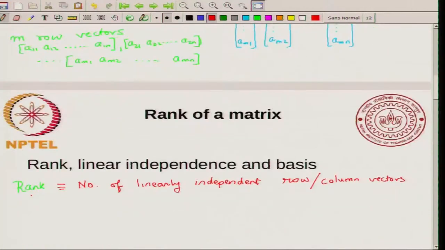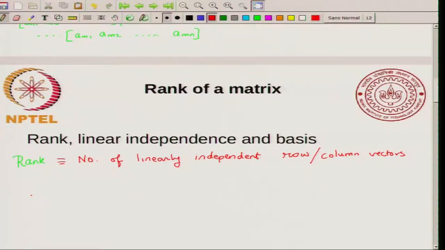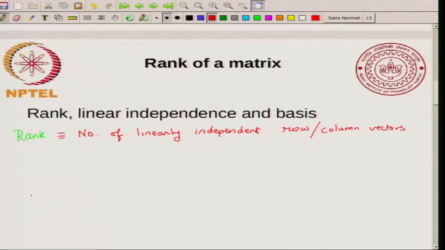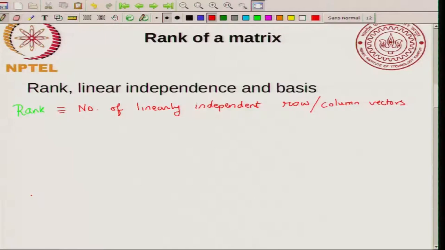Now what is important is that it does not matter whether you take row or column vectors, you will get the same rank, and this is fairly easy to show. So it is, I will just underline this in a different color. So it does not matter if rows or columns are used.